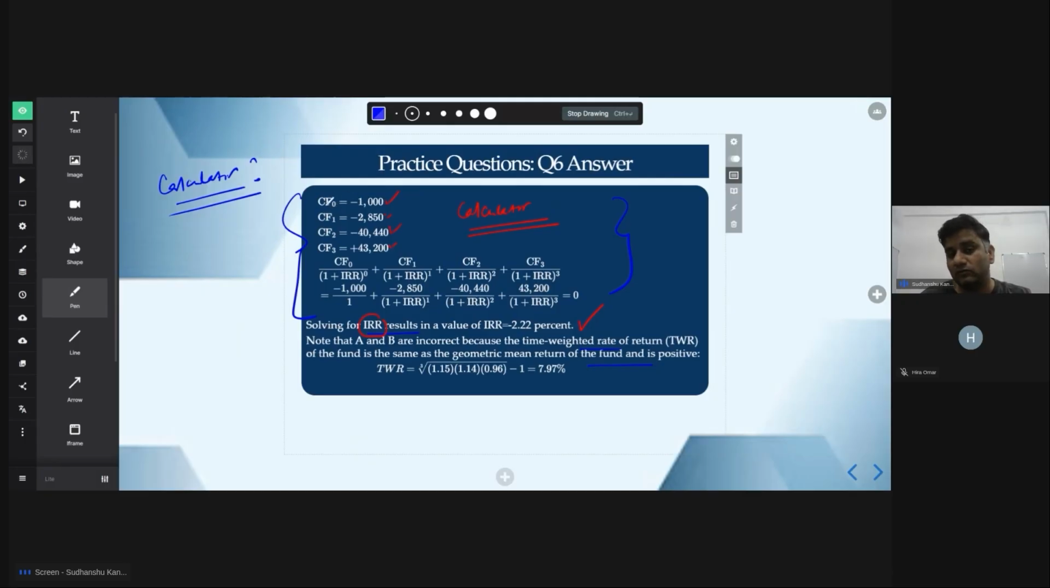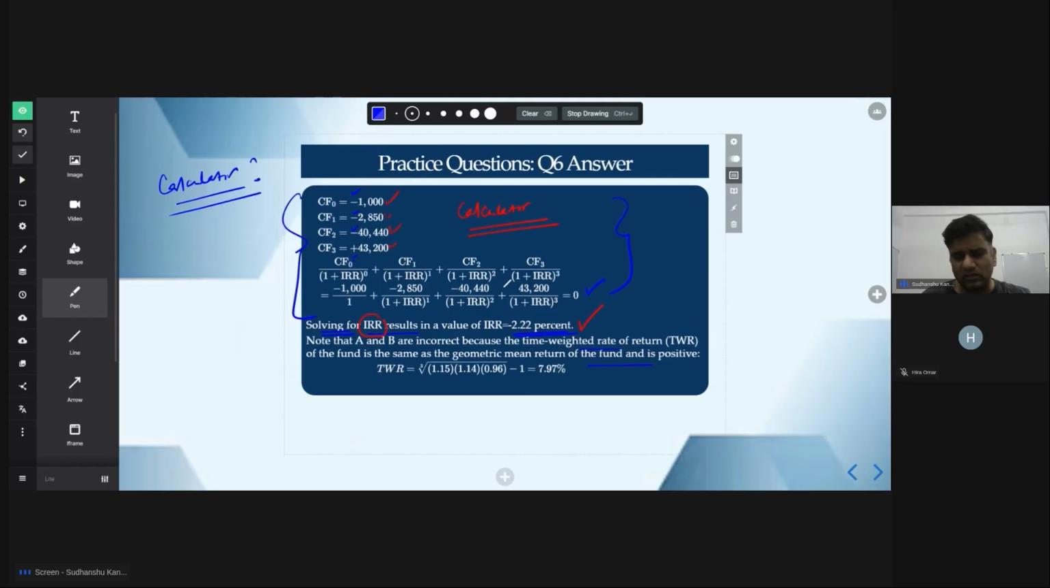You have to put the values in the calculator for each cash flow. Don't forget to put the correct sign, because if you put the wrong sign, the answer will be wrong. And then you will compute IRR. When you compute IRR, you will get IRR as minus 2%, right? So this is the IRR which is giving me the value, and you're equating it to zero.